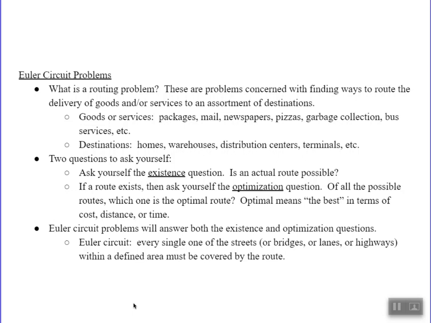So it depends on what your problem is looking at. Are you trying to minimize cost, minimize distance, minimize time? What is it that you are most concerned about as you are creating your route? So Euler circuit problems answer both the existence and optimization question. So for an Euler circuit, every street or bridge or lane or highway or whatever you're talking about within a defined area must be covered by the route. And they are covered exactly once.